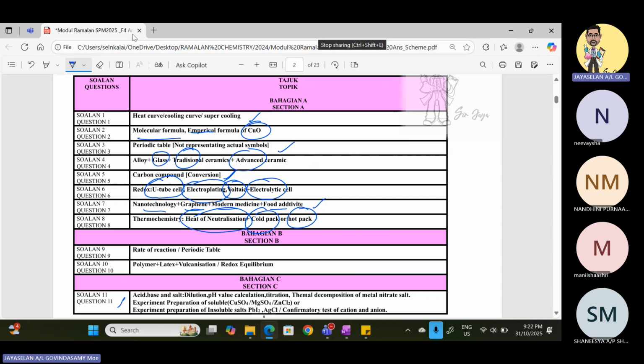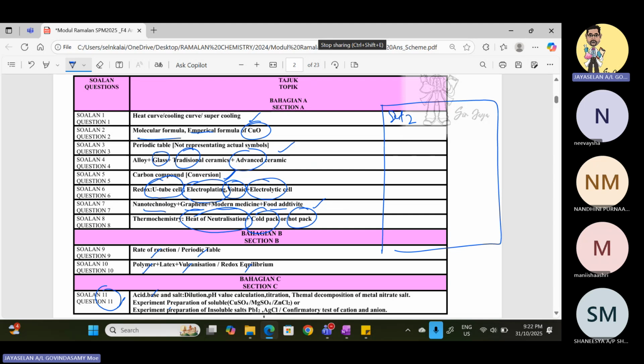Okay, section B, rate of reaction or predictable. I put one from Form 4, one from Form 5. Polymer, latex, equilibrium. This is not set 1. At the side of your module, your book, I put one more, set 2. So you see question 11, acid base. Acid base has never been touched.